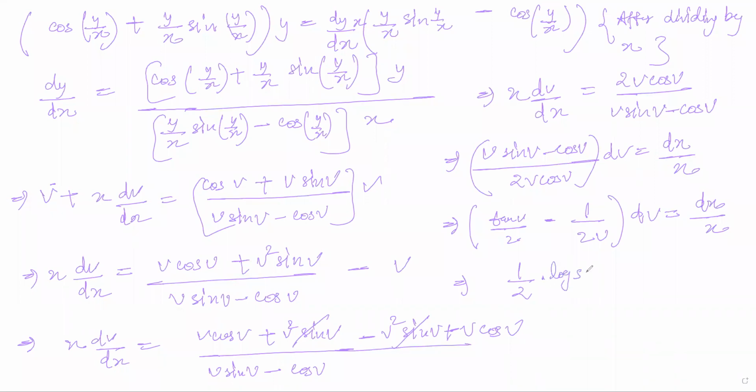Log sec v minus 1 by 2 into log of v is equals to log of x plus log of c. This 1 by 2 can be taken common and can be shifted to right hand side. So this becomes log of sec v minus log v. This becomes log of a by b, which is log of sec v upon v is equals to twice of log cx. This 2 goes here.